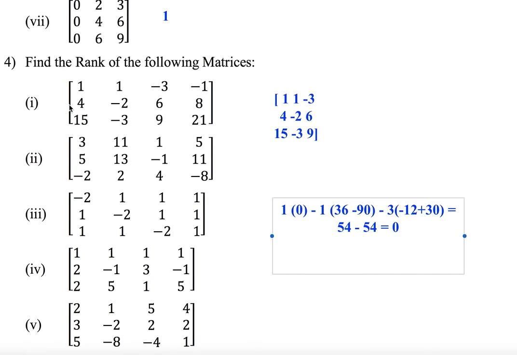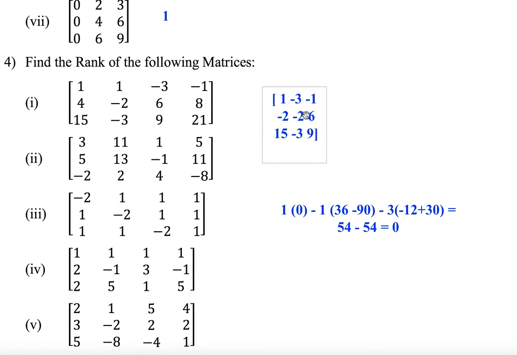Okay. Take some other matrix then. This matrix I am going to take now. You need to check every 3 by 3 matrix. That is the key here. If the determinant of any 3 by 3 matrix formed out of this 3 by 4 matrix is not 0, then the rank is going to be 3.